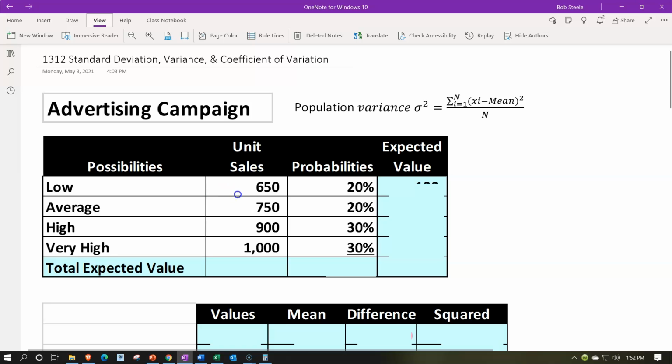So we're going to assume, or look into and then get these 650, that if the advertising campaign is low, that's going to be our low results. Now, again, we might take past data and project it into the future, taking into consideration the current economy as well. Then we'll take average. If it's an average campaign, 750 units, high, 900, very high, 1,000. So these are the markers at which we would determine if something is low, average, high, or very high.